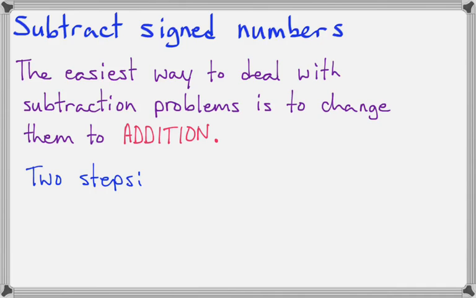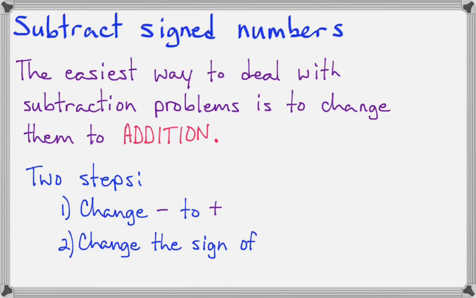There are two steps here. The first step is change your minus sign to a plus sign, and the next step, which must go with it, is to change the sign of the next number. You may not do one without the other. They must both be done at the same time. So if you only do step one, you have not changed your problem into an addition problem. You have simply written a new, different problem. So both steps have to go together. And we're going to do lots of examples to kind of get this set in your mind.